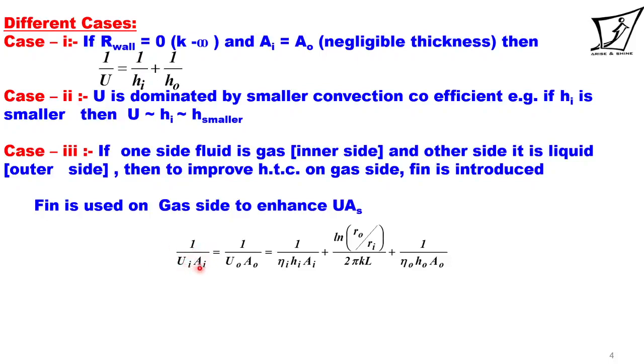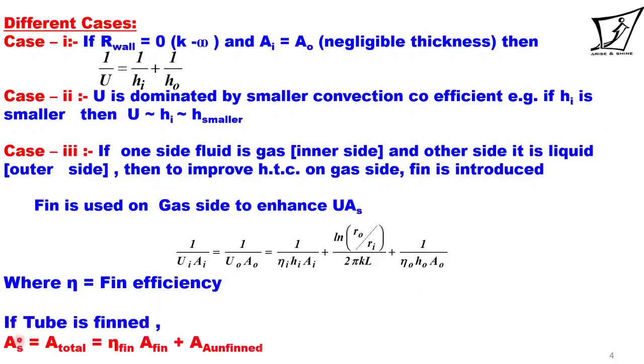1 over Ui Ai is equal to 1 over Uo Ao is equal to 1 over eta i into Hi into Ai plus log of Ro over Ri over 2 pi Kl plus 1 over eta o into Ho into Ao, where eta is the fin efficiency. So it depends upon which side of the fluid we provide fins. Accordingly, fin efficiency will come into the picture. So if the tube is finned, the total surface area on the fin side will be given by eta into fin area plus the area of the unfinned portion.